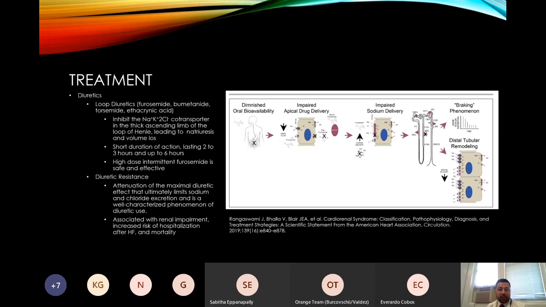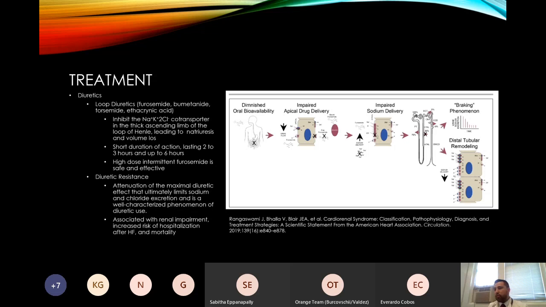This really has to do with the attenuation of the maximal diuretic effect that ultimately limits sodium and chloride excretion, and is a well-characterized phenomenon of diuretic use. It's associated with renal impairment, increased risk of hospitalization after heart failure, and mortality.